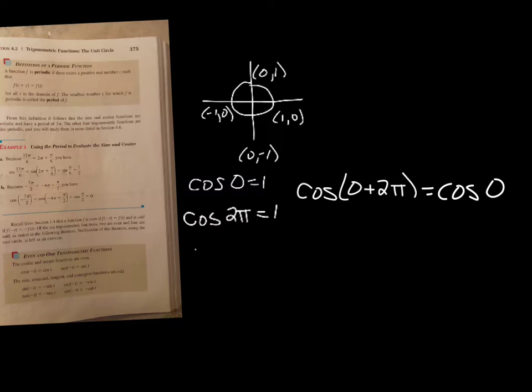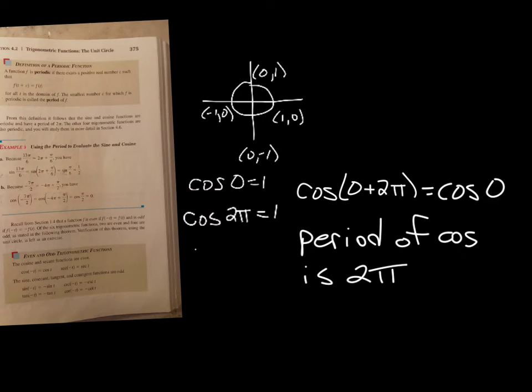So then since that happens, and it happens every 2 pi, we could keep going and going and going. So every 2 pi, we'd arrive back at the same spot, and that would give us the same x value on our unit circle. So then therefore, the period of cosine is 2 pi. Okay, so that's all they're saying there.